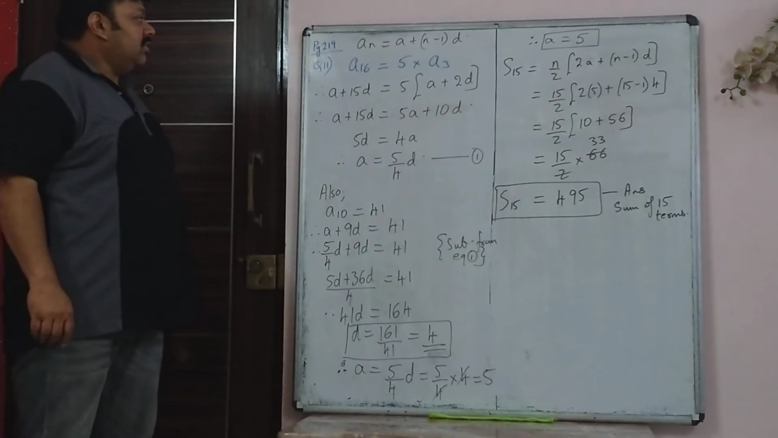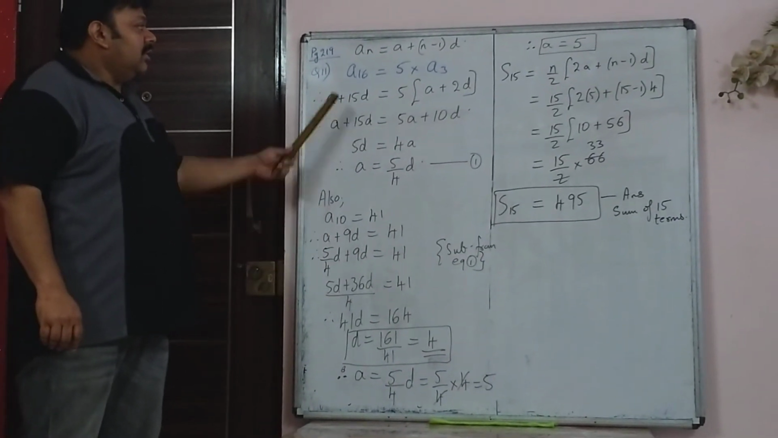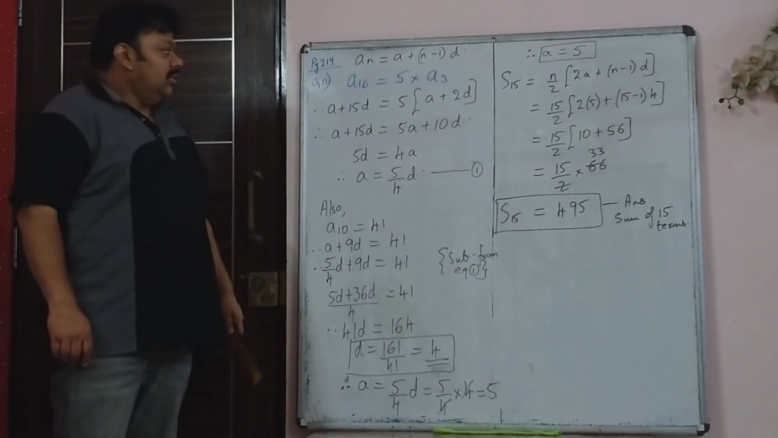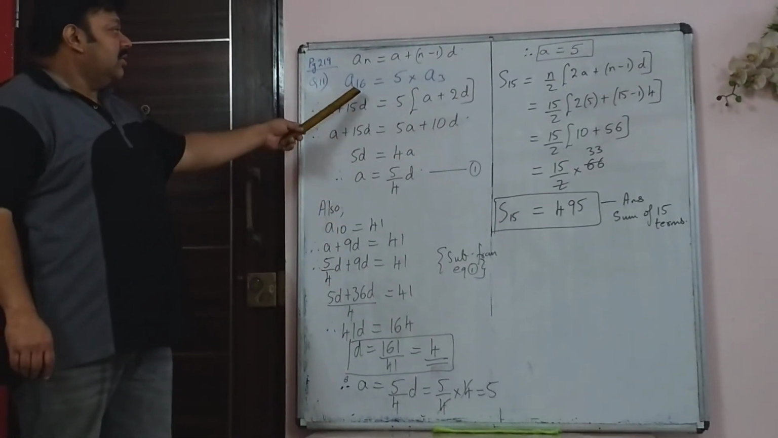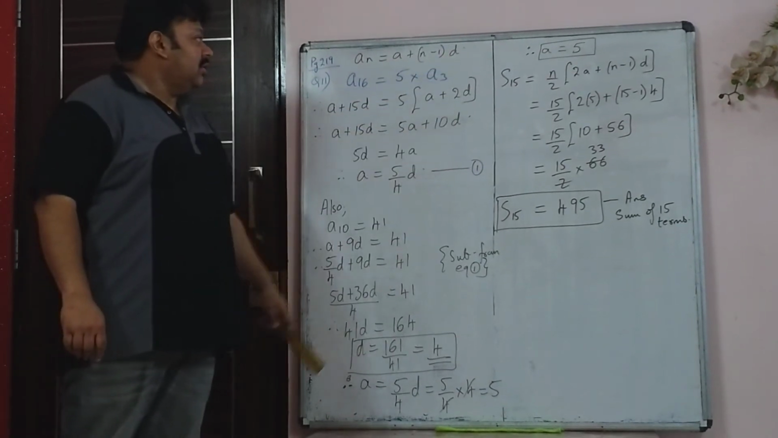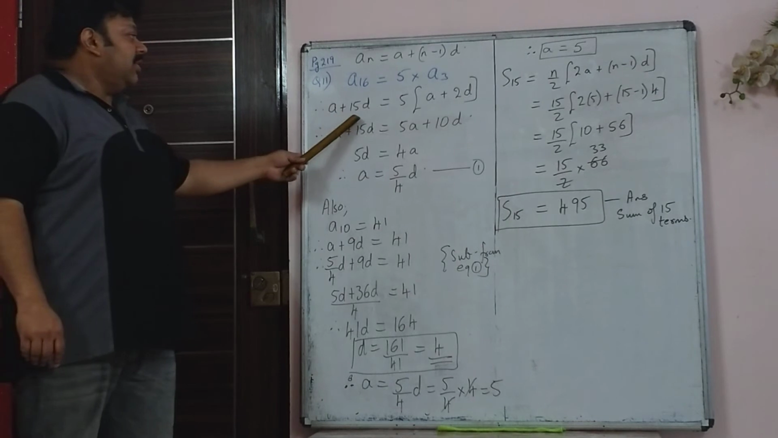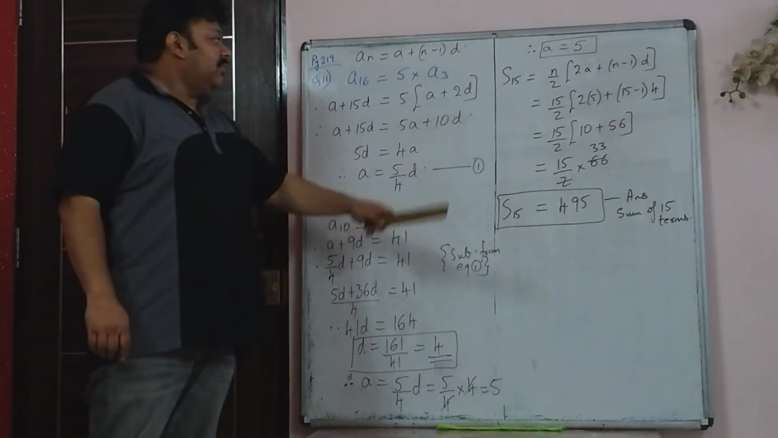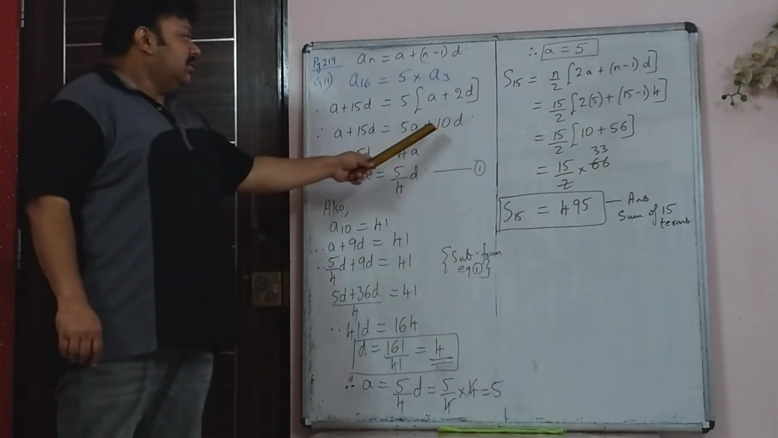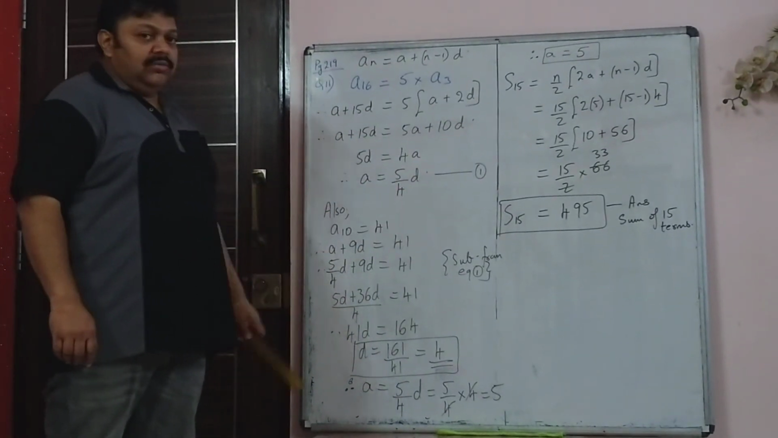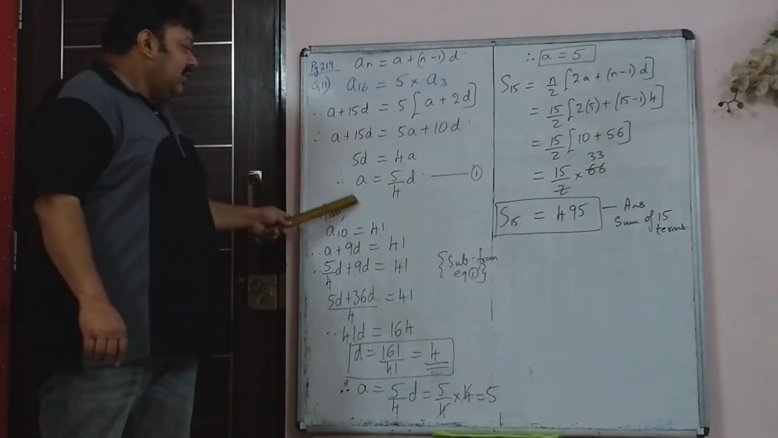Now in the next question, you are given that the 16th term is 5 times the third term. So we have an expression for that. The 16th term, using the formula an is a plus n minus 1 d, you can write a plus 15d is 5 times a plus 2d. From that, when you simplify, you get a is 5 by 4 d. So this is one expression that you have got.